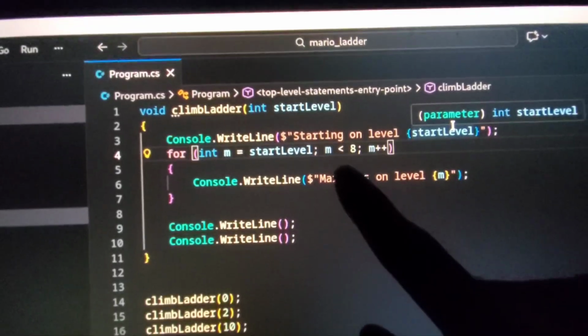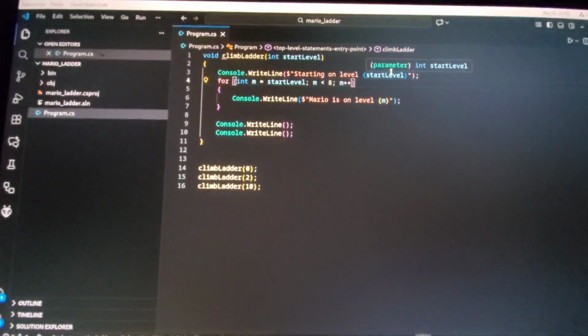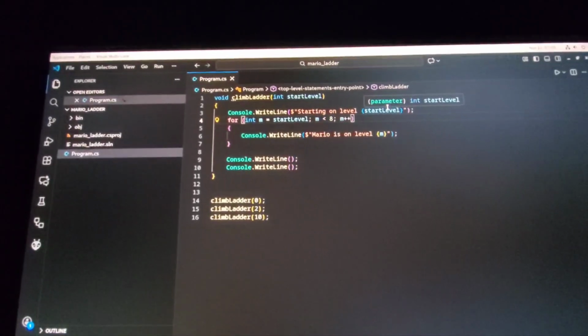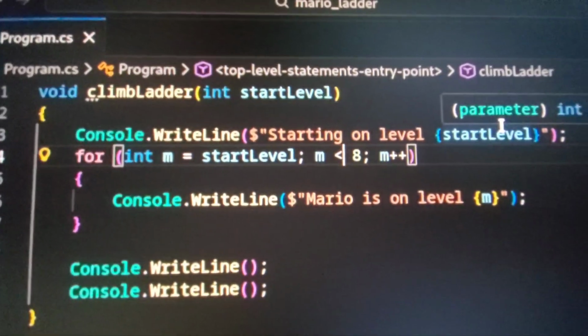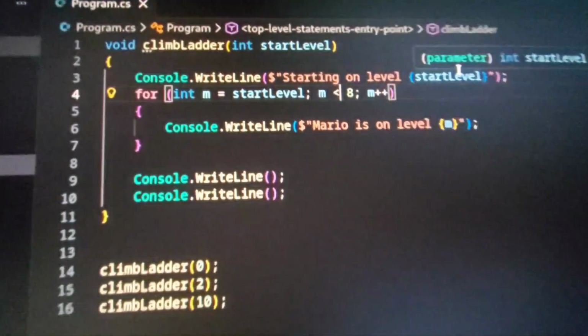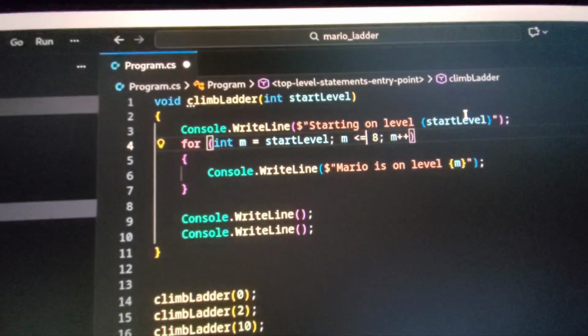The one thing that I think may be confusing about this is you said you don't want him to go past level 8. Now, if you don't want him to go past level 8, then the less than should be less than or equal to. And I want to show you this before I do it.